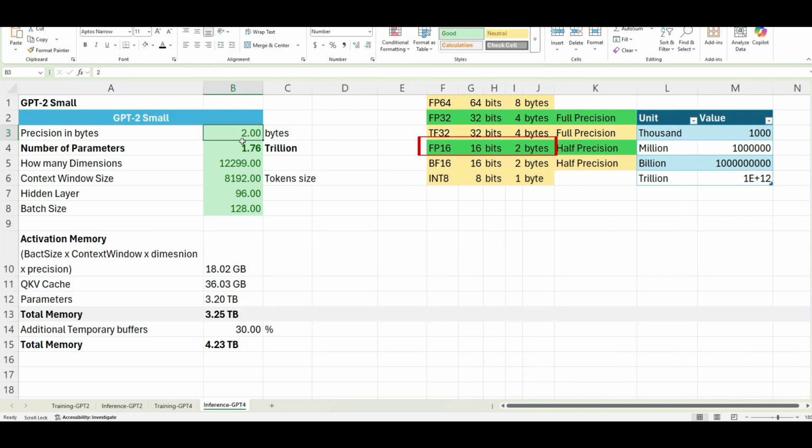A similar behavior occurs in inference. Let's examine it. For inference, quantization helps save memory and accelerate computations. Typically, inference is performed using FP16 precision, 2 bytes per parameter. When we further quantize from FP16, 2 bytes, to INT8, 1 byte, the memory requirement drops from 4 terabytes to 2 terabytes.